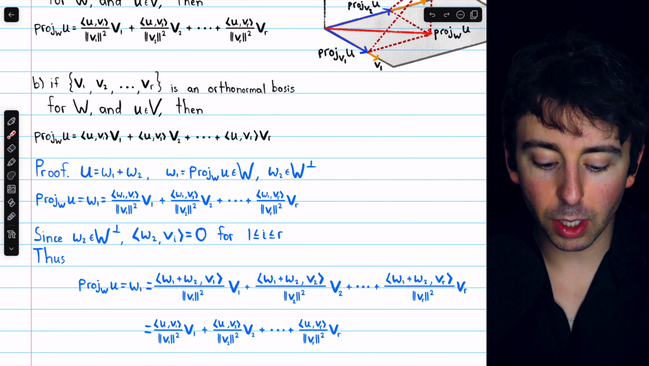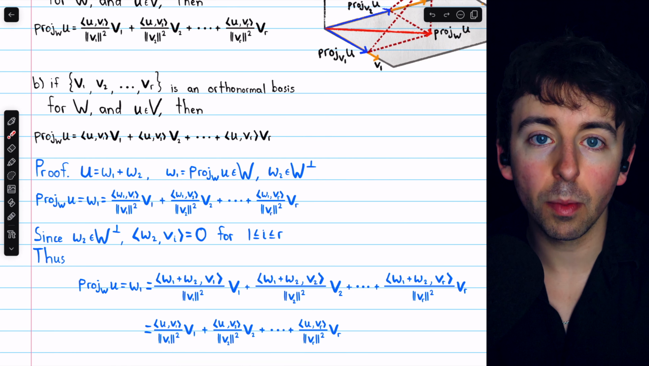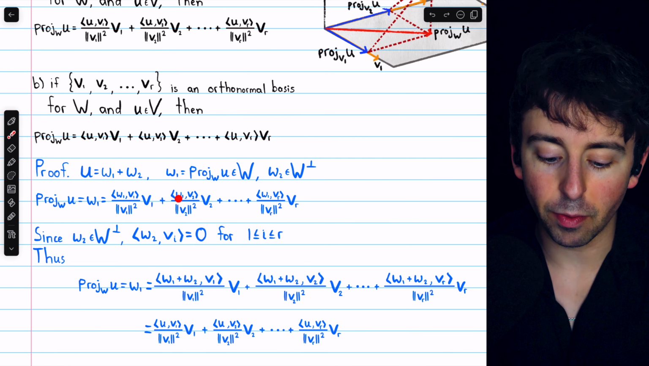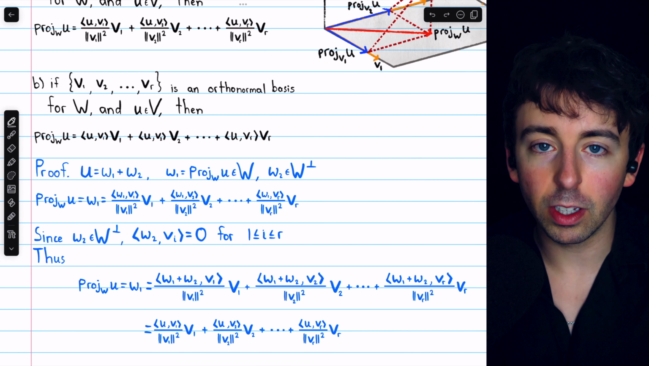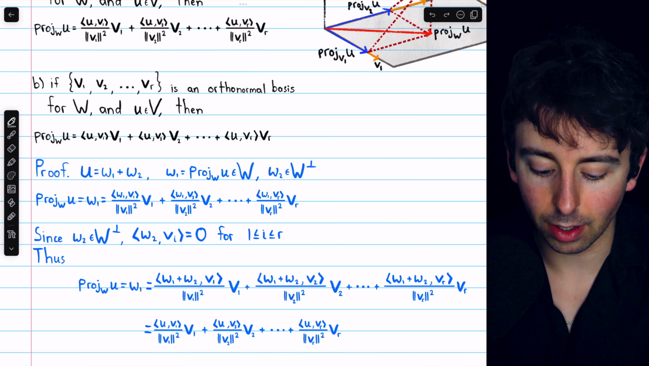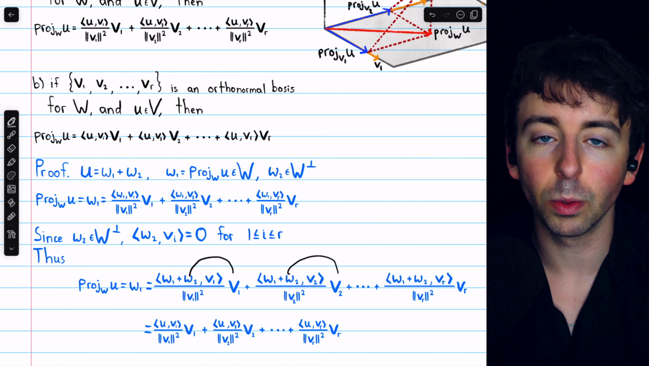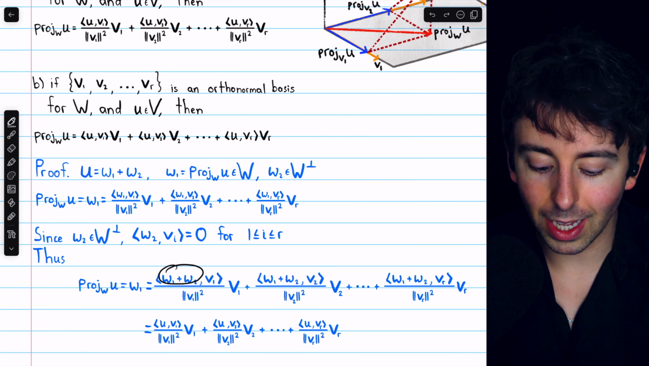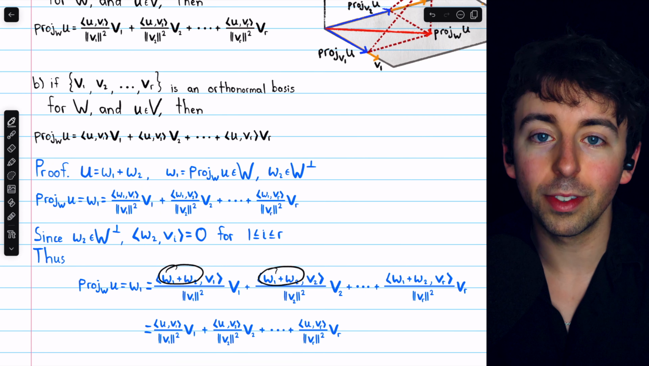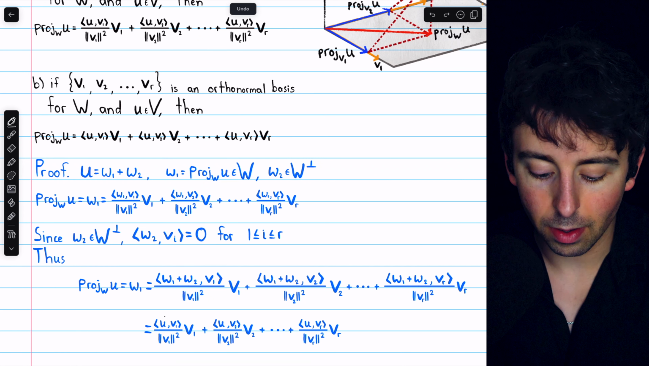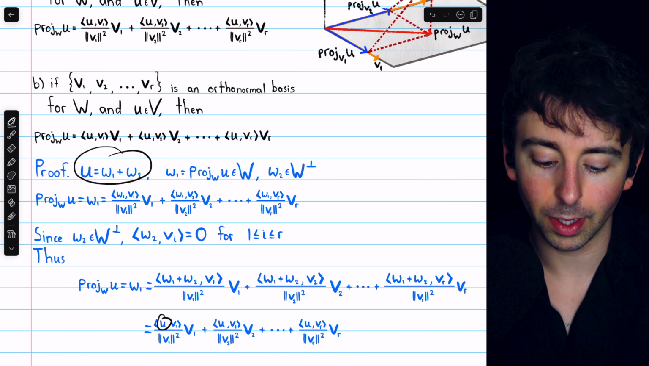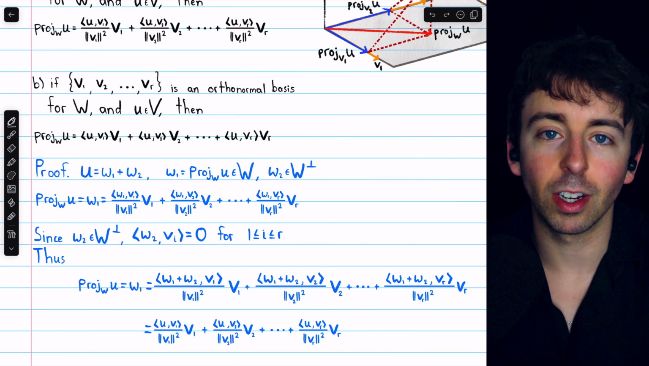By then adding W2, which is from the orthogonal complement of W, in each of the first slots, we didn't actually change the value of the inner products, because W2 with V1 and W2 with V2 and so on are all equal to 0. Then we were able to replace the W1 plus W2s in the inner products with U, because U equals W1 plus W2, thus establishing the theorem.